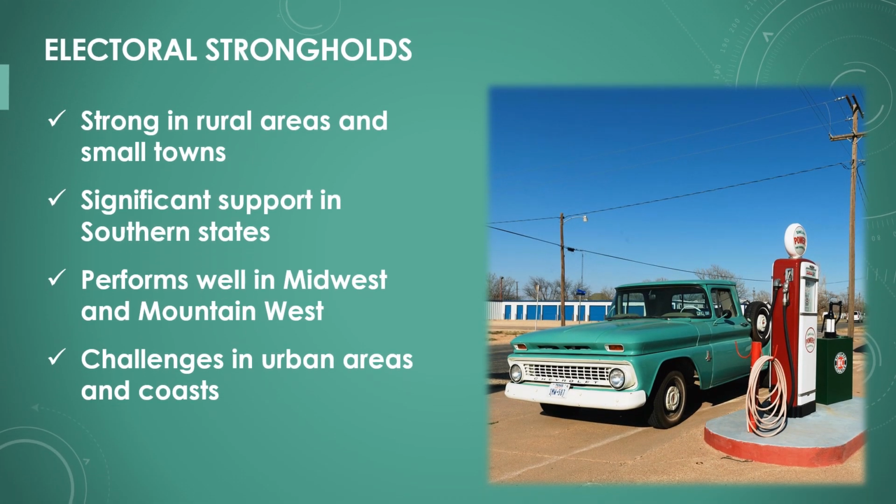The Republican Party has traditionally been strong in rural areas and small towns across the United States. It has also had significant support in the southern states since the 1960s, a shift known as the Southern Strategy. The party typically performs well in the Midwest and Mountain West regions. Large suburban areas have often been competitive between Republicans and Democrats. The party has faced challenges in many urban areas and on the West and East coasts.